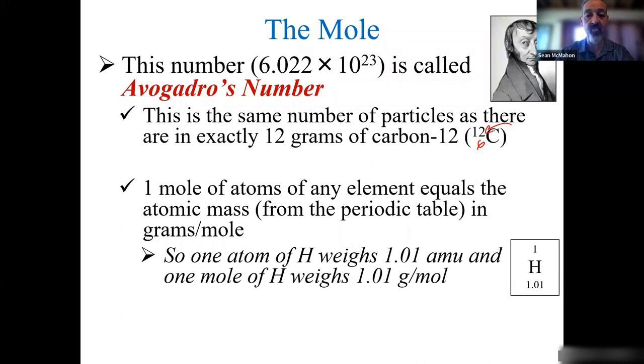But again, this is a really small number. So to make it have some relevance, we're going to change the unit from AMU to grams per mole. And once we change the unit on the periodic table from grams to moles, that basically means I have 1 mole of that element. And a mole is that very big number, 6.022 times 10 to the 23rd.